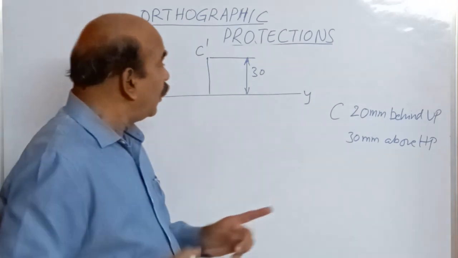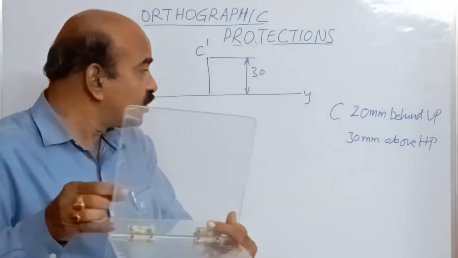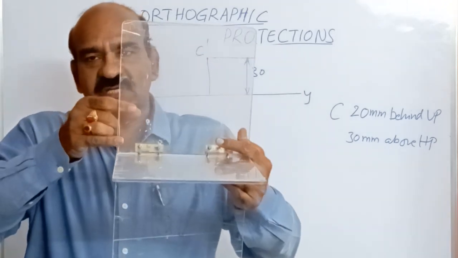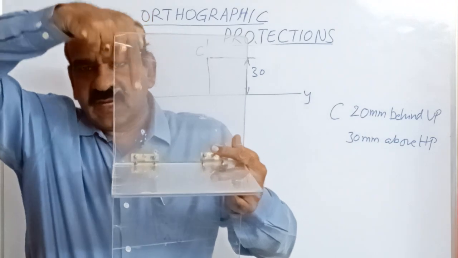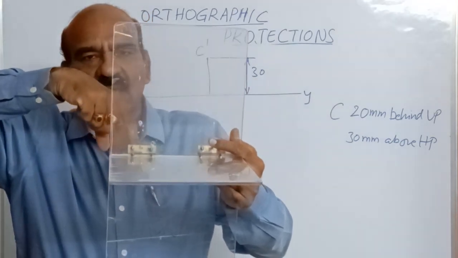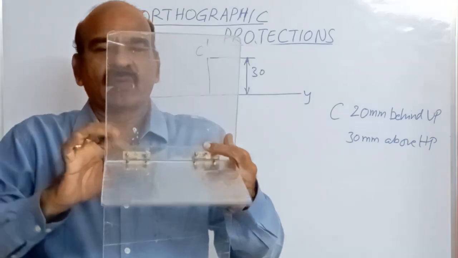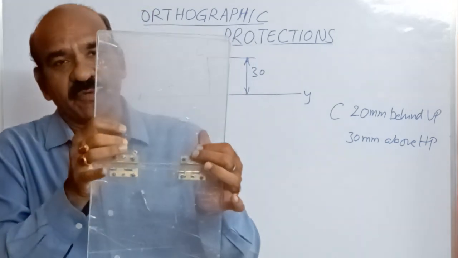Now, the point is 20 mm behind VP. So the projection when looking from the top is the projection obtained on the horizontal plane. So rotate this and get the top view.